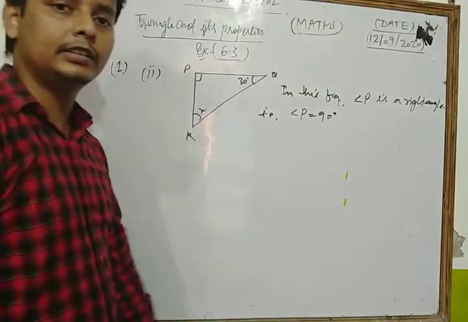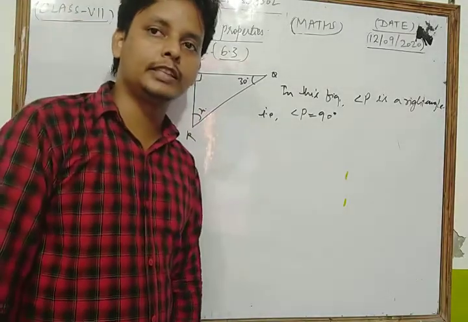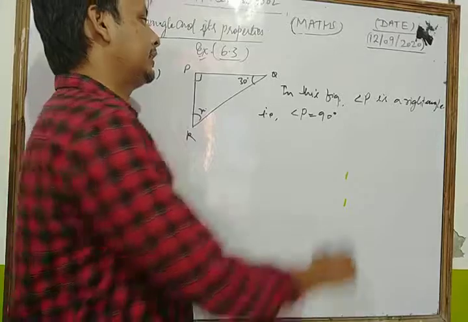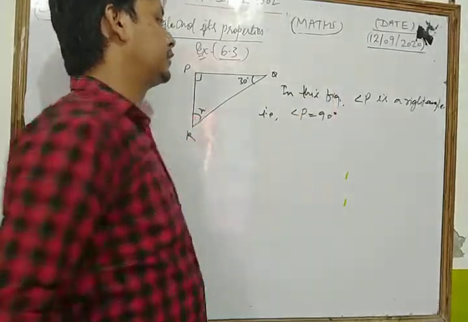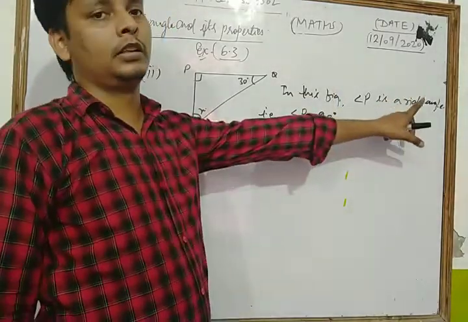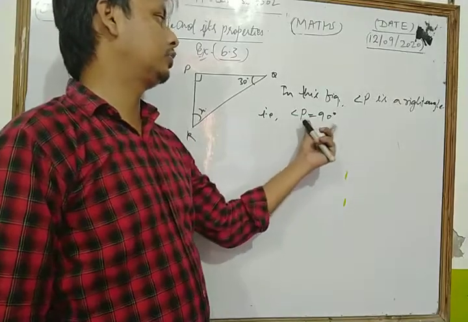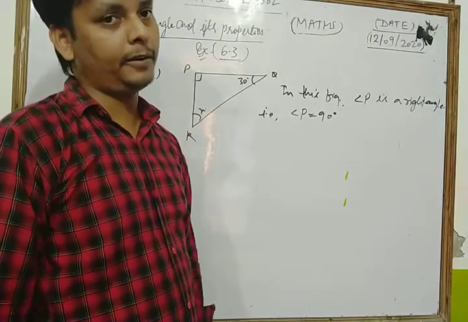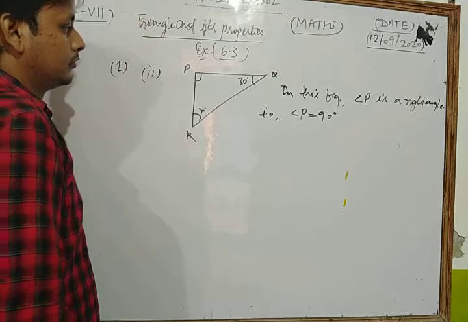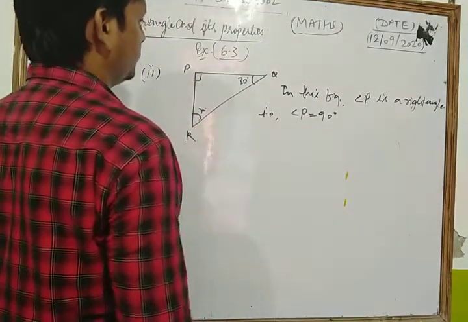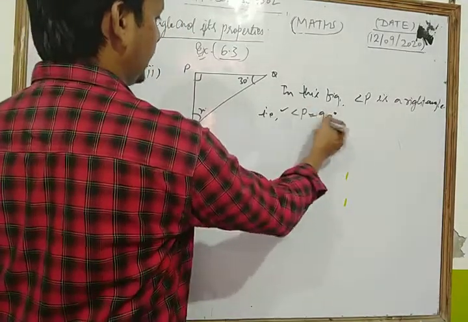You know that a right angle is equal to 90 degrees. So here you write in this way. In this figure, angle P is a right angle. That is, angle P is equal to 90 degrees.